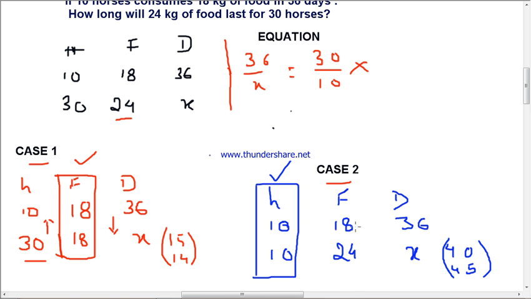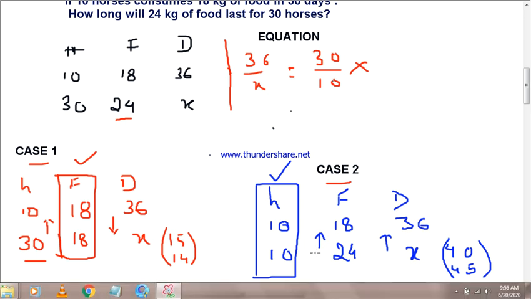Okay, now you see you have 18 kg of food, 10 horses, 18 kg of food lasts for 36 days. And then you see 18 is increasing to 24. You give an arrow indicating upwards, and then over here 36 is also increasing to 40. This is also indicating upwards direction. If one quantity increases due to increase in another quantity, it is said to be direct variation. As you can see, that is happening over here. Both the arrows are indicating upwards.